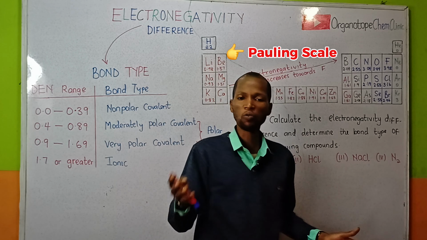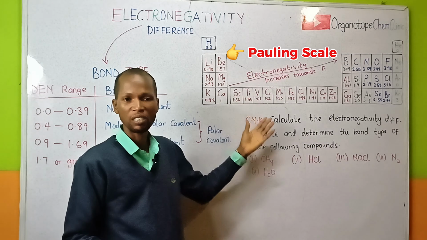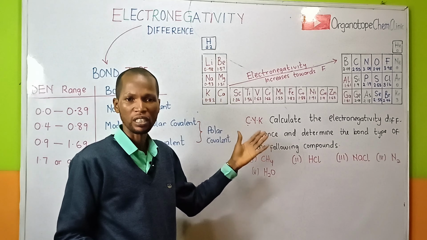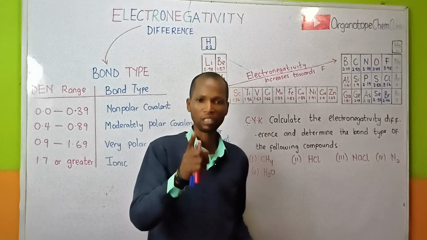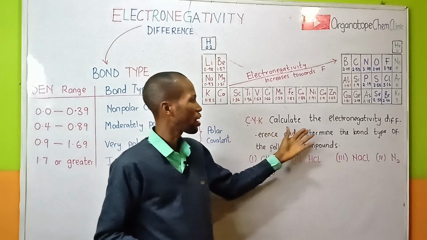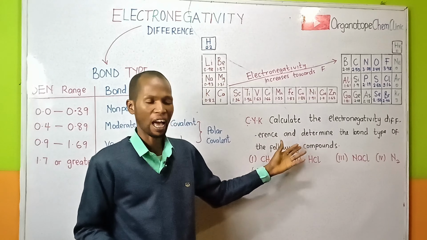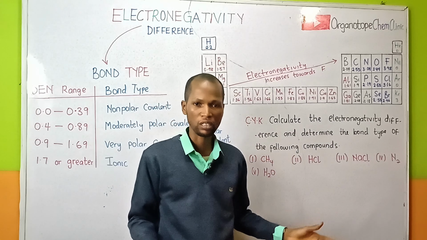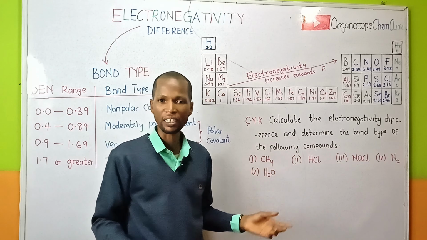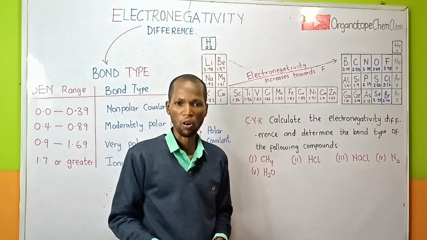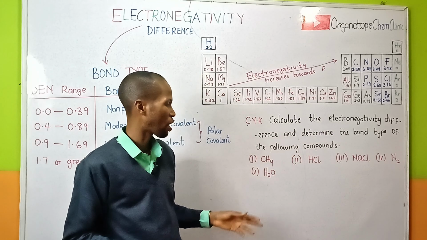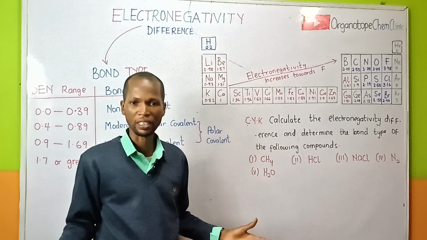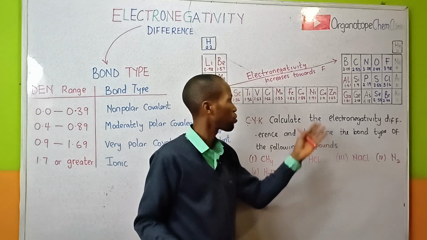From the Pauling scale, we've been able to deduce the electronegativity value for different atoms as shown in the periodic table right here. Can we consider the CYK right here? Calculate the electronegativity difference and determine the bond type of the following compound. The first compound right here is methane, CH4. What is the electronegativity value of the respective elements that make up the methane? Can we check from the periodic table right here?